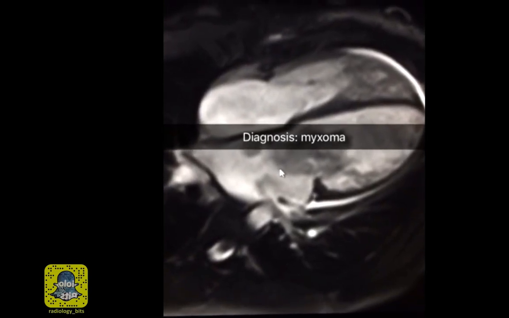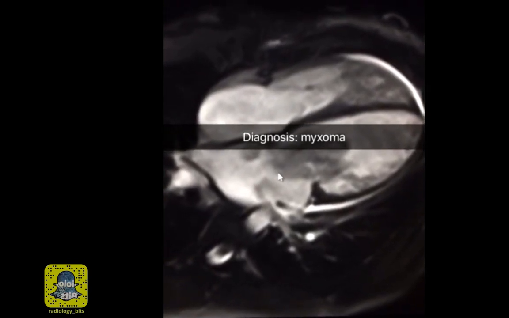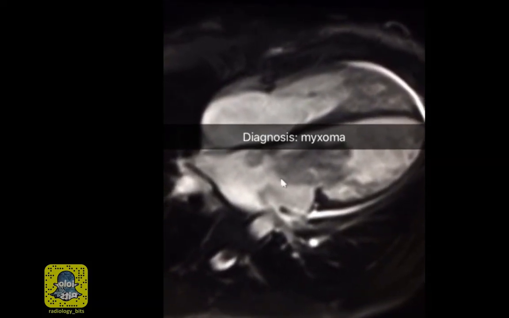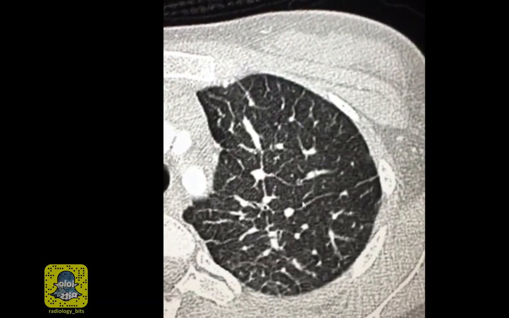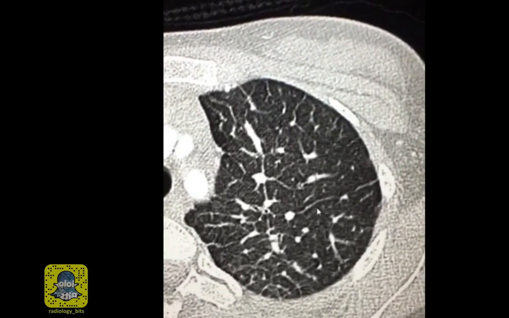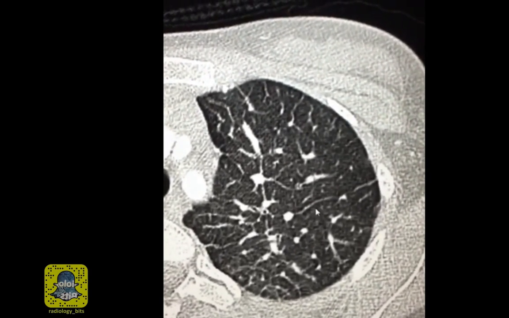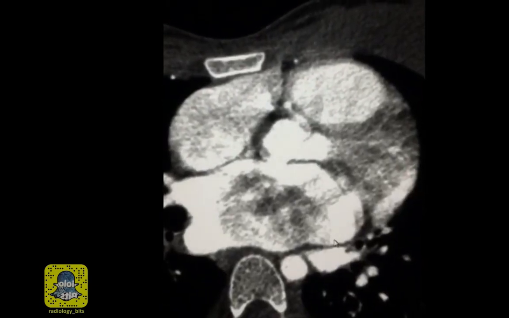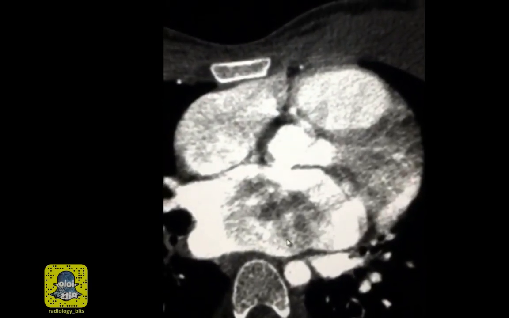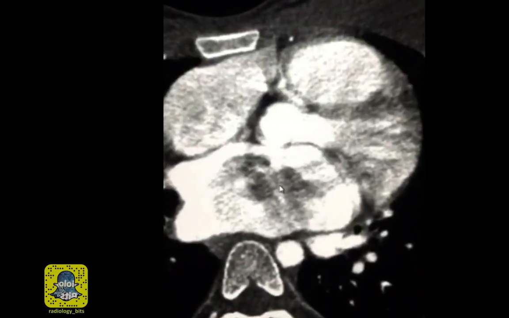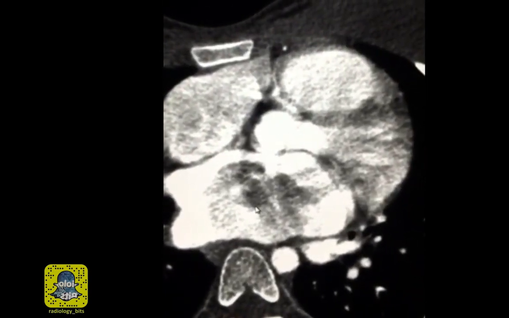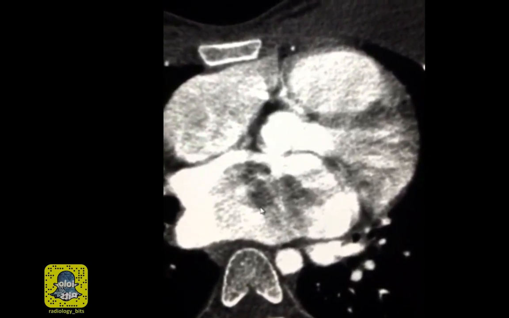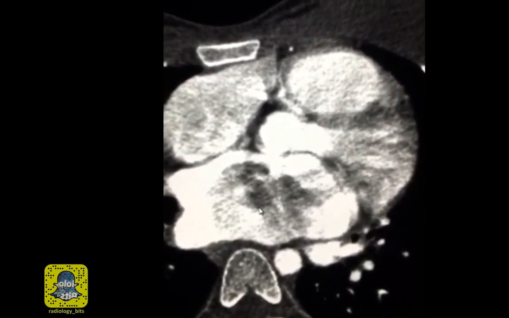Overall, the features are so classic for a benign primary cardiac tumor known as a left atrial myxoma, and this was the case here. To summarize what we talked about, when you see smooth interlobular septal thickening, think about pulmonary edema and lymphangitic carcinomatosis. Even when you're looking at a chest CT, make sure that you look at the cardiac structures carefully. The most common intracardiac filling defect is a thrombus. The most common cardiac neoplasm is metastasis. The most common primary cardiac tumor is myxoma.